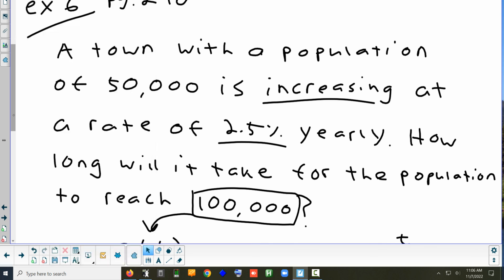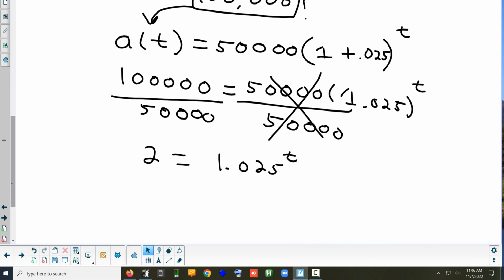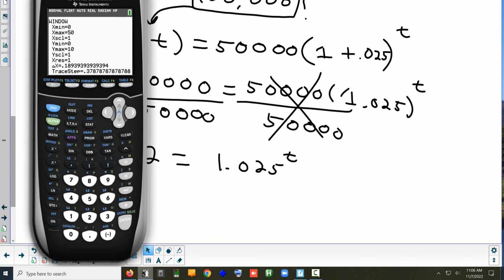Population is not going to go negative. But remember, we don't need to go all the way to 100,000 because we simplified it by dividing by 50,000. We only have to go to 2. So that's a lot lower. I just set it at 5. And if we didn't go far enough, we'd go a little further, but I think we're good.